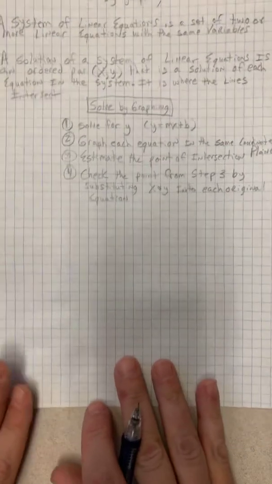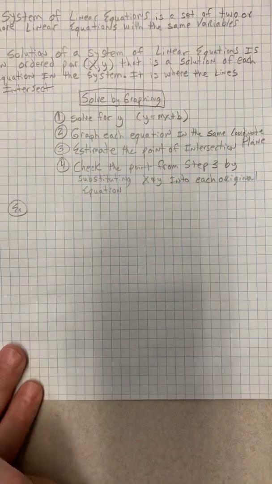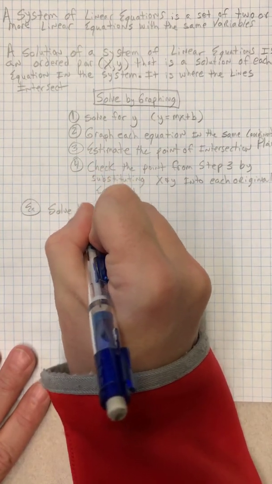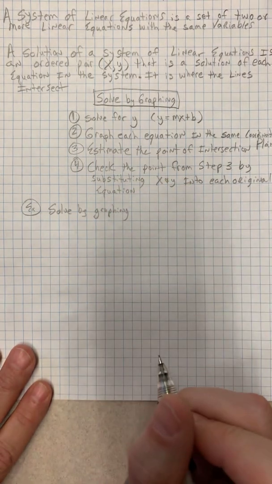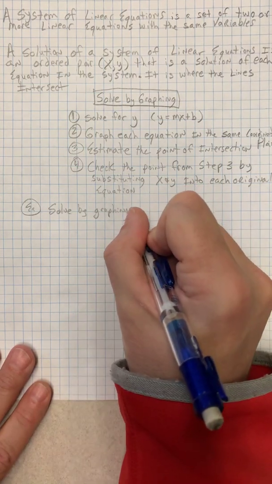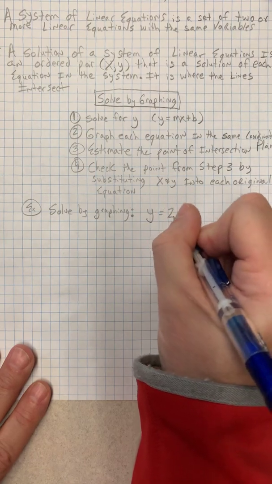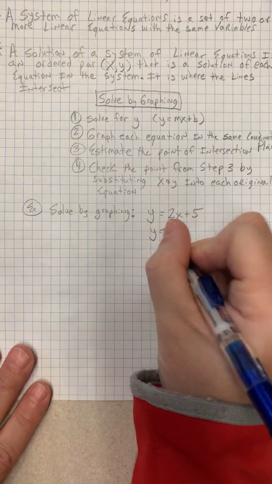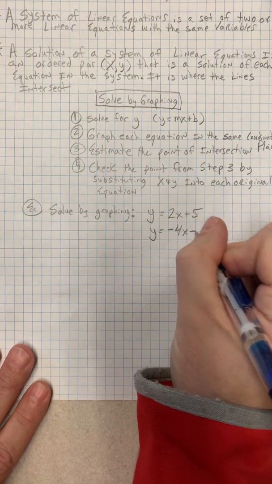So here's our example. Our directions are going to be to solve by graphing. And these are the 9 problems you are going to work on for the rest of the week, or however many I decide to give you. This is the way they're going to go. So here's a system. I've got the linear equation y equals 2x plus 5, and y equals negative 4x minus 1.